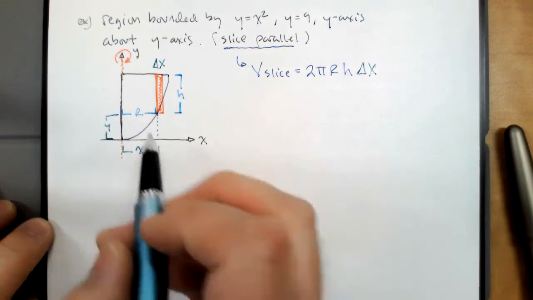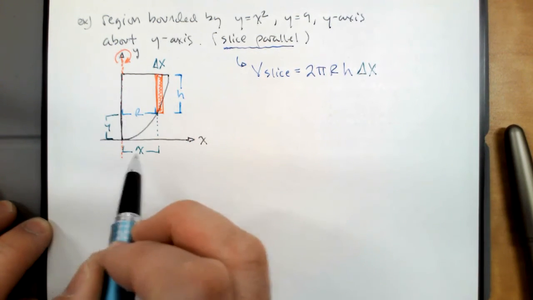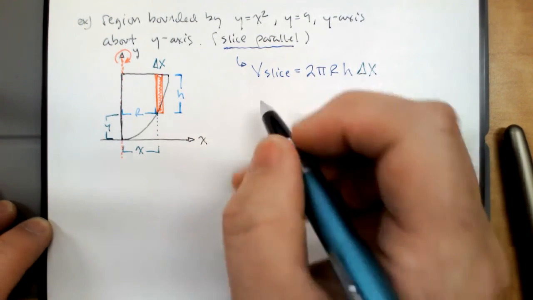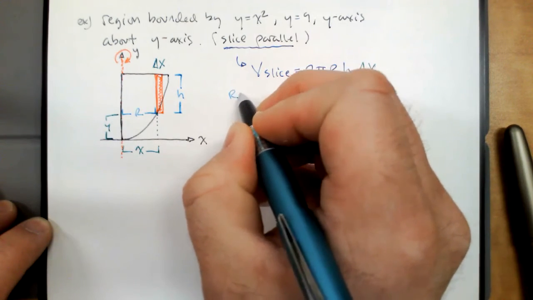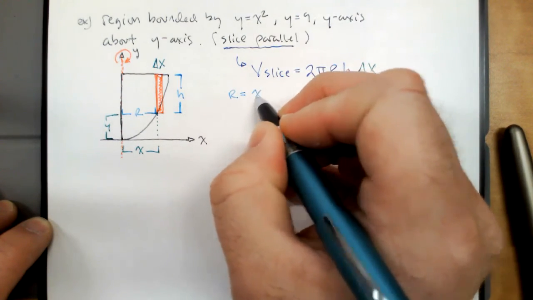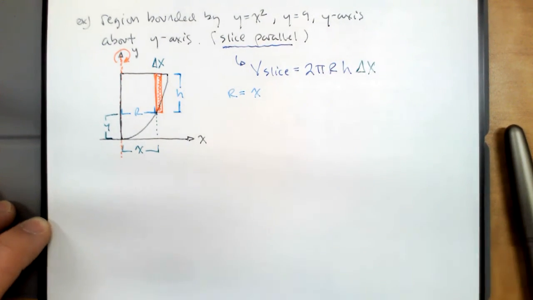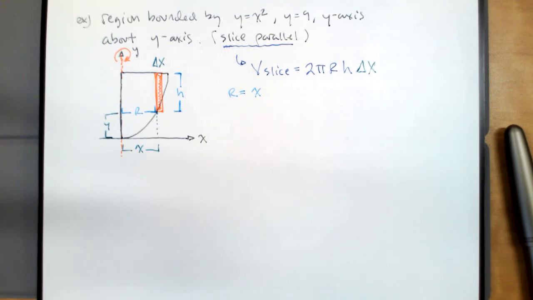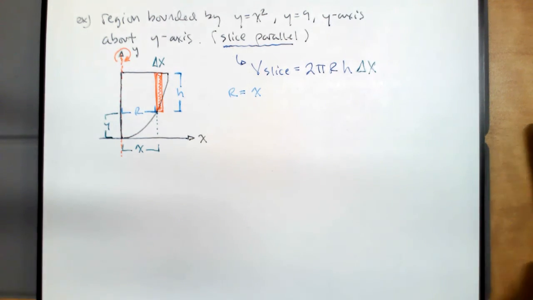Here's an easy one to grab. The radius is in the same place as the x. So it looks like r is equal to x. And since we're doing a delta x, that works for me. I need to write r and h in terms of the delta variable x. If r is equal to x, we're all set. This h is going to be a y until we turn it into an x.